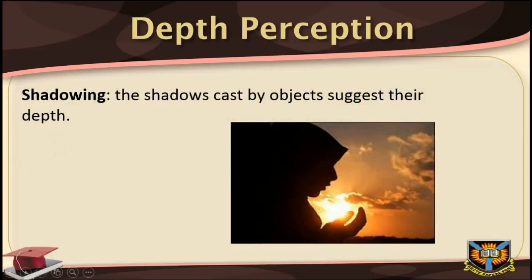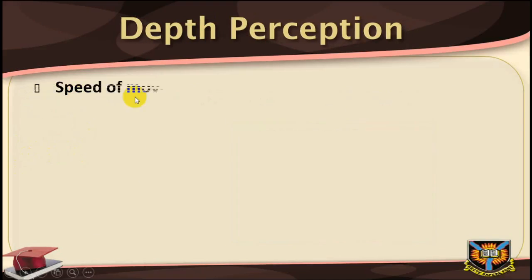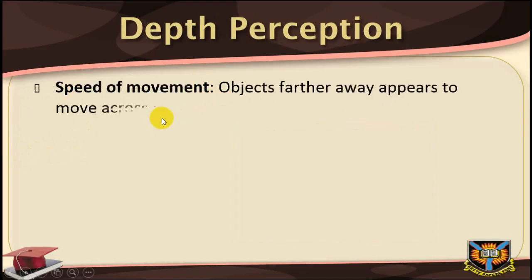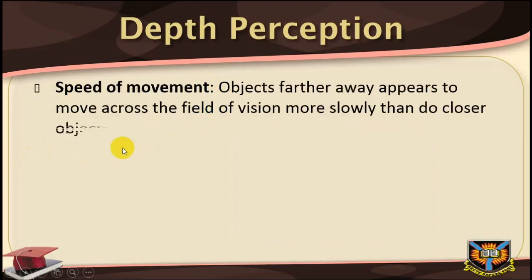Speed of movement. Objects further away appear to move across the field of vision more slowly than do closer objects. For example, a dog running through a distant field appears to move slowly, but it moves quickly when the dog runs right in front of us.